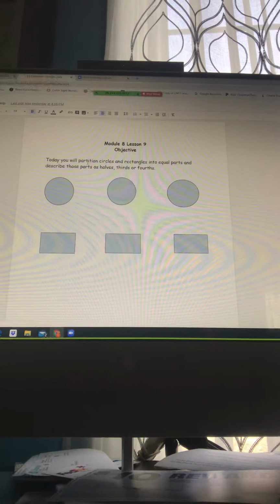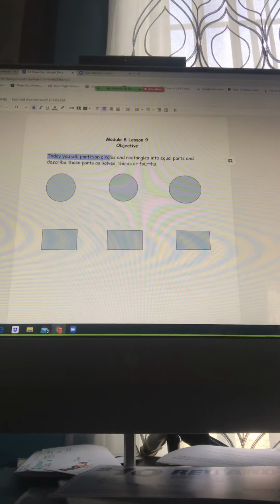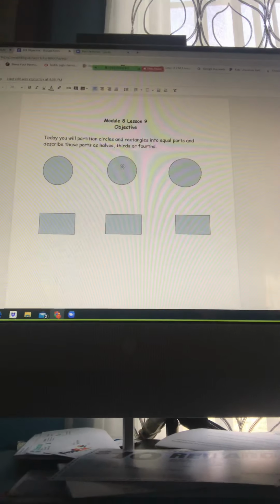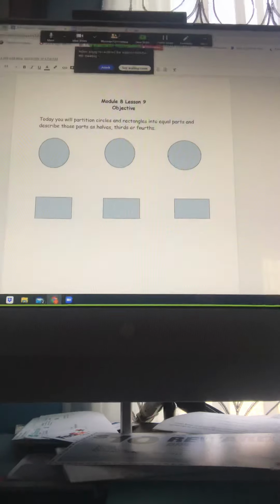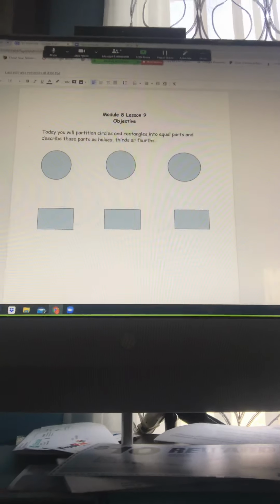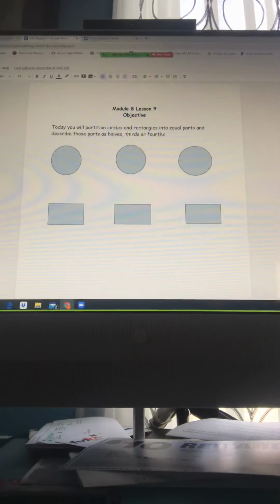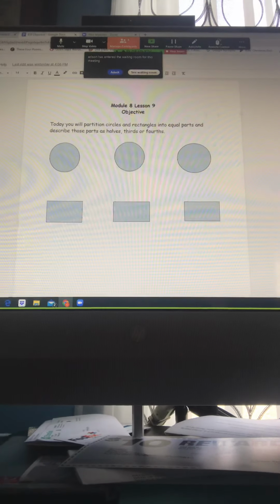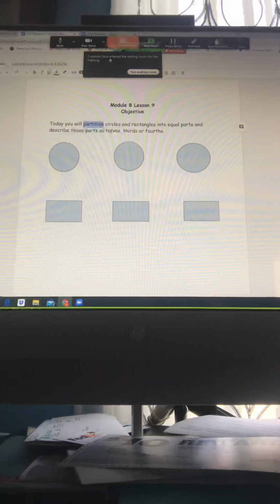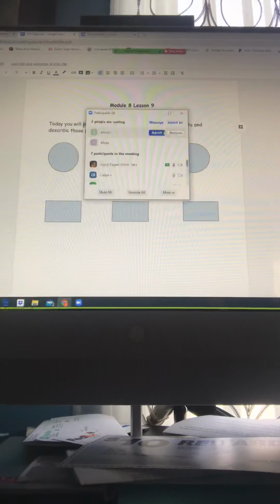Let's look at our objective for today. So today we're moving into something new. It says, today you will partition circles and rectangles into equal parts and describe those parts as halves, thirds, or fourths. Any words you need me to define? Everybody knows all the words? Kaylin? The one with the P. Partition, and that's the one I was hoping somebody would raise their hand on.